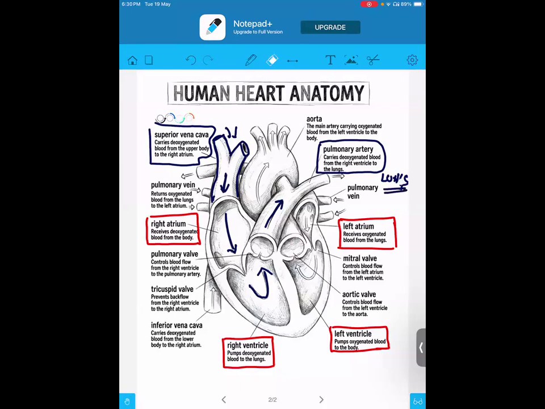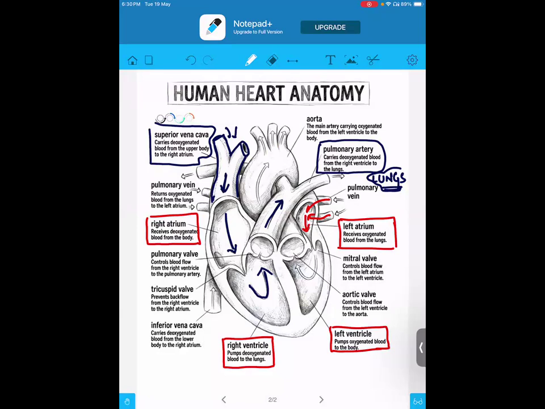Now, the moment when the blood reaches the lungs, then it becomes the oxygenated blood. So here, near to the pulmonary artery, the lungs will be there. So when it reaches the lung, it becomes oxygenated. Now, the moment when it becomes oxygenated, it will come back again through this vein called the pulmonary vein. It will be entering again into the heart through the pulmonary vein. Now, from the pulmonary vein, they enter into the chamber, which is called the left atrium.